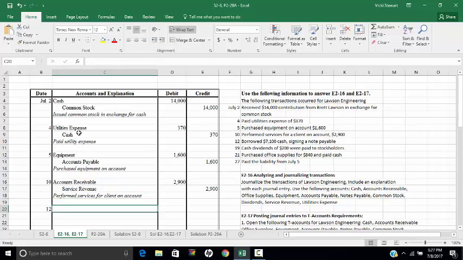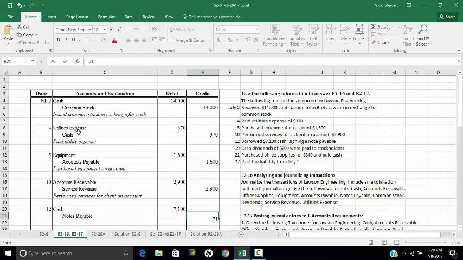We'll just say performed services for client on account. On the 12th, it says that we borrowed $7,100 signing a note payable. So we got cash of $7,100, and we're going to credit our liability since we have to pay back that $7,100 in the future. And our explanation is going to be borrowed cash by signing note.